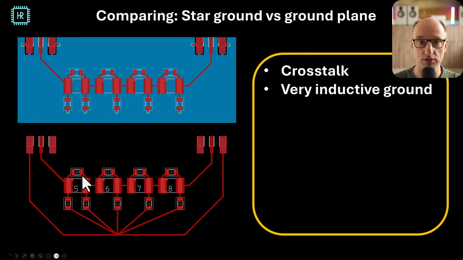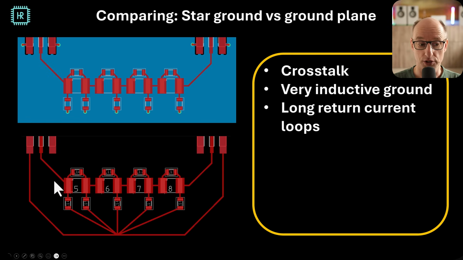Second, you have a very inductive ground. We've seen in part 1 of the series that thin wires have an inductance, so for high frequencies this will not be a short at all. Third, you make large current loops, because the current loop will be like this, for instance, for the first part of this circuit. For the second part of the circuit it'll be like that. So these huge loops also add a lot of extra inductance.